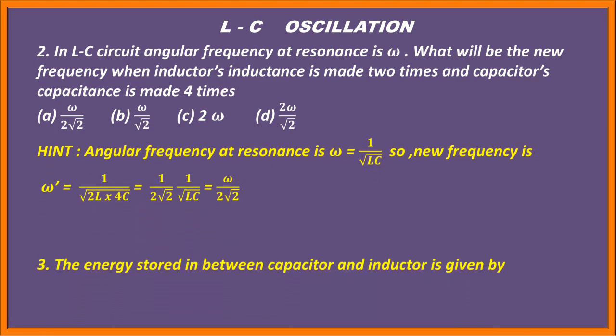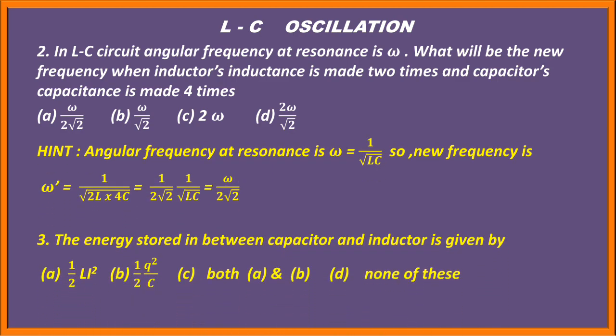Now question 2, in LC circuit, angular frequency at resonance is omega. What will be the new frequency when inductance is made 2 times and capacitance is made 4 times? Here 4 options are given to you. You go through the hint given over here and try to understand. Now the correct answer for question 2 is option A, omega by 2 root 2.